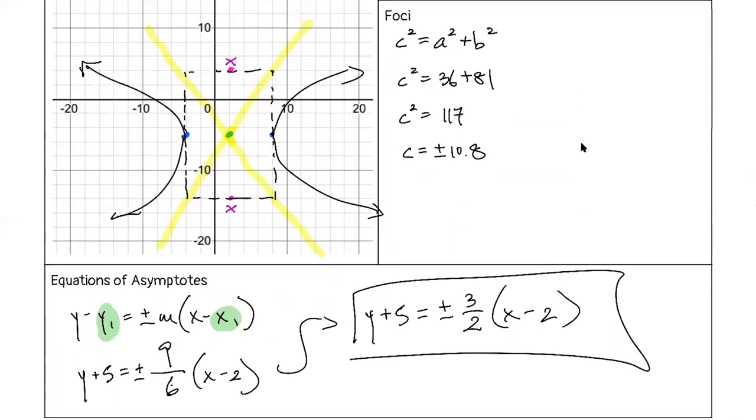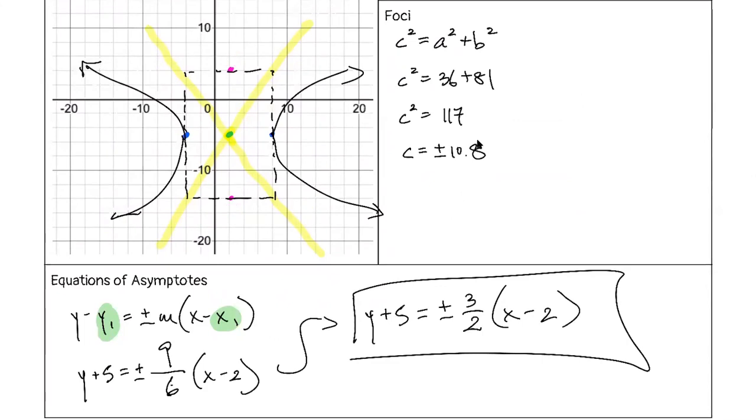I have a question about the location of the foci. Of course. I thought it always followed the vertices. Oh my gosh, it totally does. I don't know why I drew them there. Okay, just checking. You're totally right.